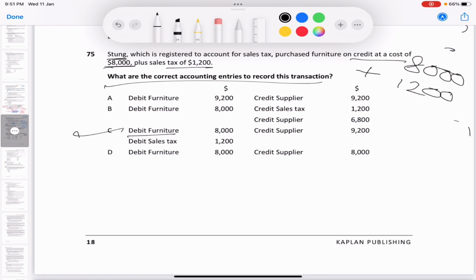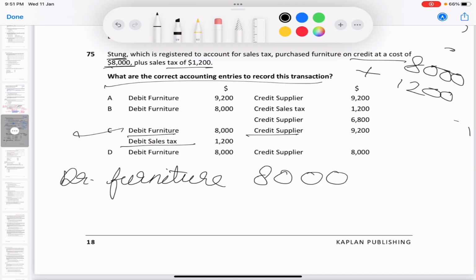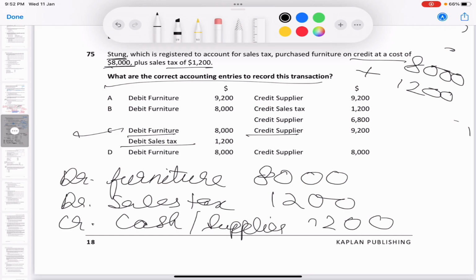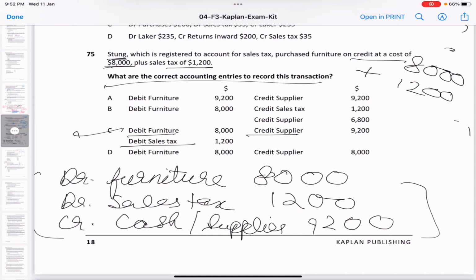Debit furniture, since it is increasing, credit supplier. And debit sales tax also. Why? Let's think about it. I have purchased the furniture. Debit furniture, right? And my furniture actually cost me 8,000 only. The value of my furniture is 8,000. Debit sales tax. Why? Because I have also paid sales tax on it. And then credit supplier, because in total I have paid 9,200. This would be my journal entry, and C is matching with my journal entries.